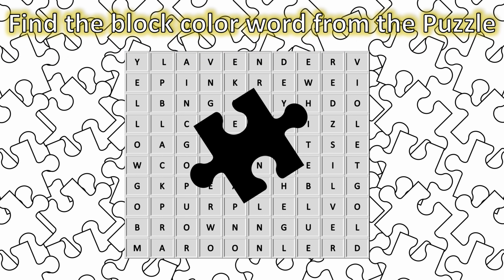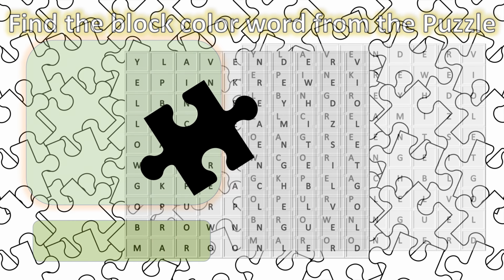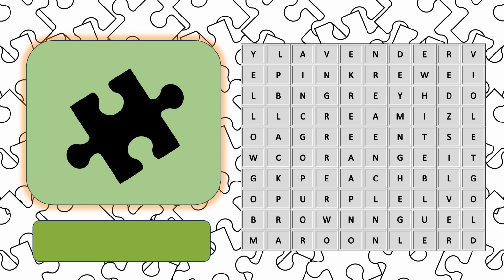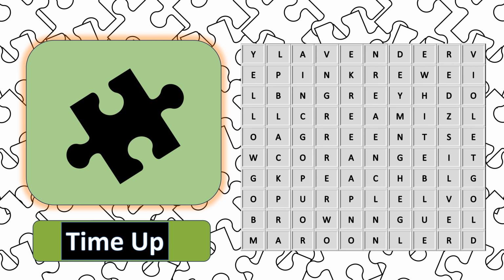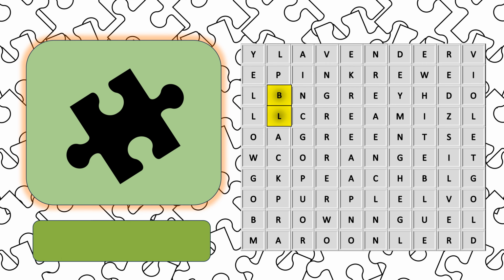Find the black color word name from the puzzle in 10 seconds. 10, 9, 8, 7, 6, 5, 4, 3, 2, 1. Time up. B, L, A, C, K, black.